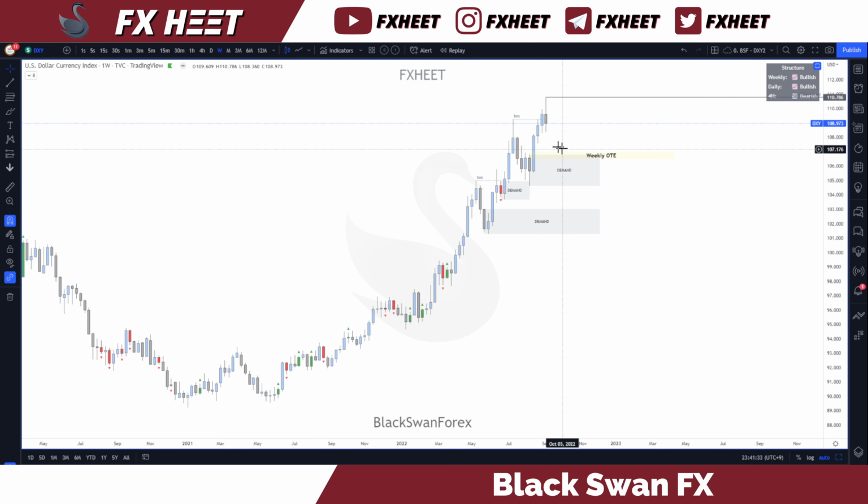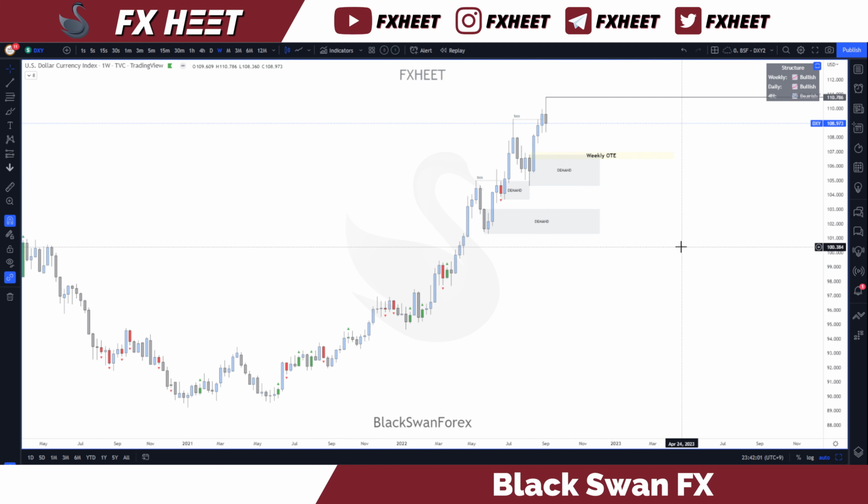On the weekly level, you can see that we broke structure to the upside. We're starting to have a pullback now, and assuming that this weekly structure is respected, then we may see EU come down for a bigger pullback into weekly supply before reversing and continuing to the upside.